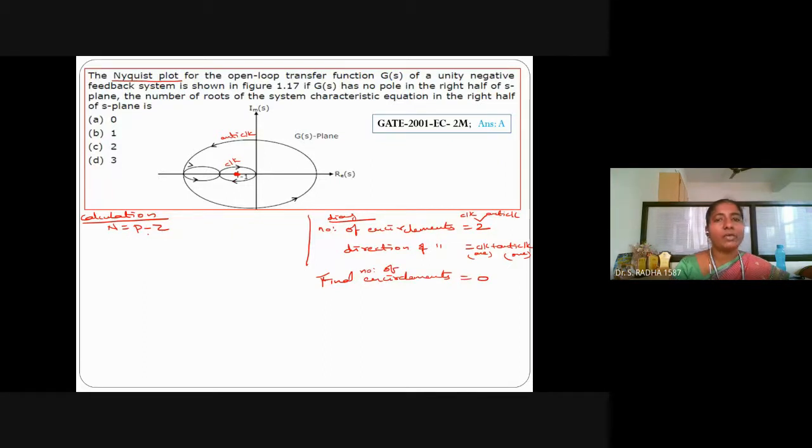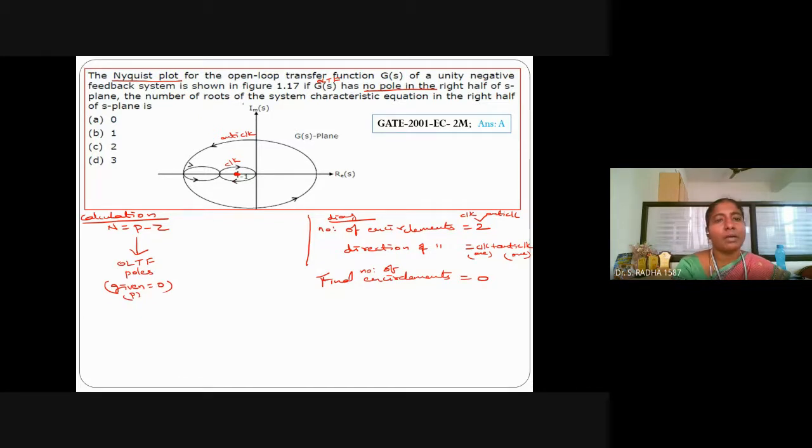Now coming to N equal to P minus Z, we will see what the question given is. The Nyquist plot for the open loop transfer function G of s of a unity negative feedback system is shown in the diagram. If G of s has no pole in the RHS, G of s means open loop transfer function, so open loop transfer function poles means P. Given value no means 0, so given P value equal to 0 in the question.